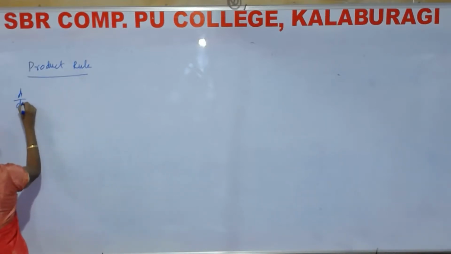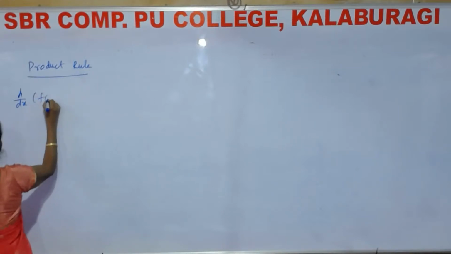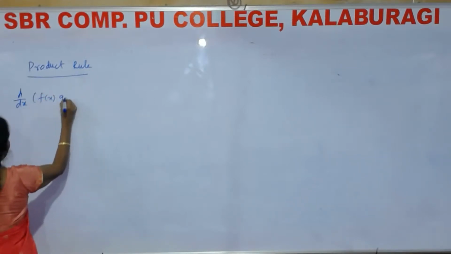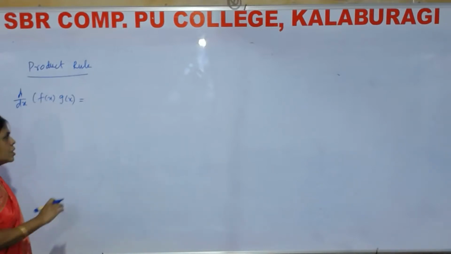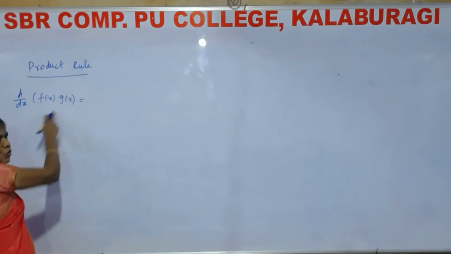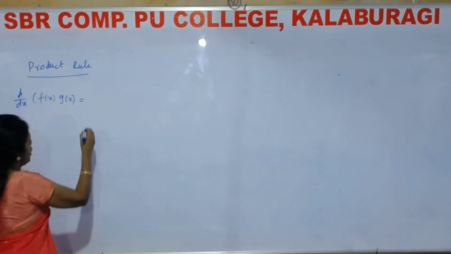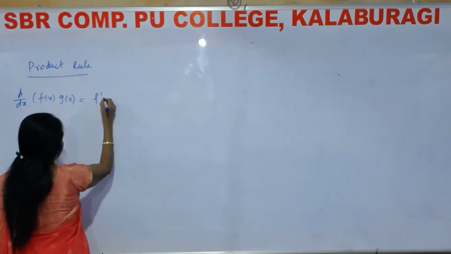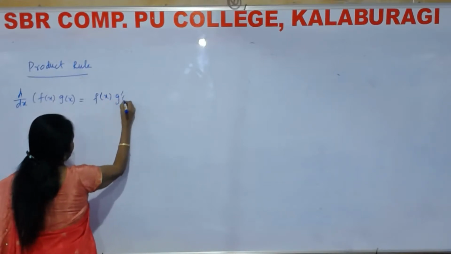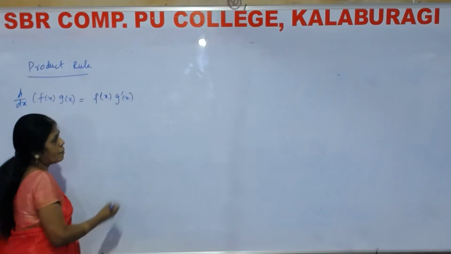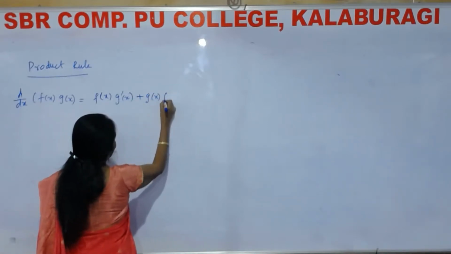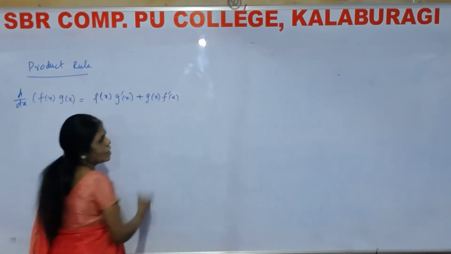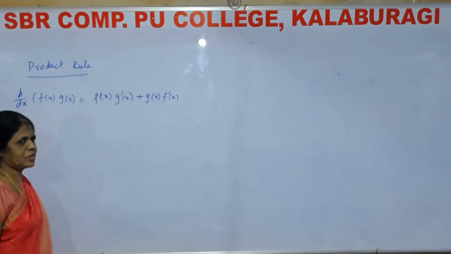d by dx of f of x into g of x. Let us write the result first. f of x is one variable, g of x is another variable. It is f of x into g dash of x plus g of x into f dash of x. Let us try to prove this.